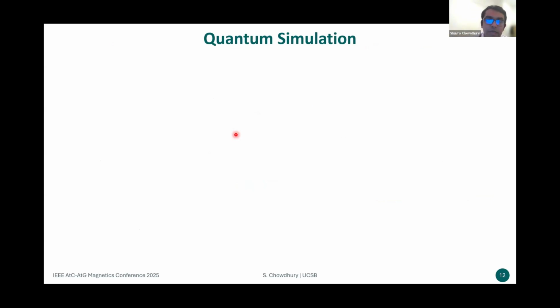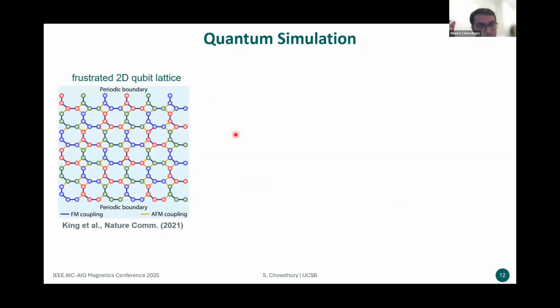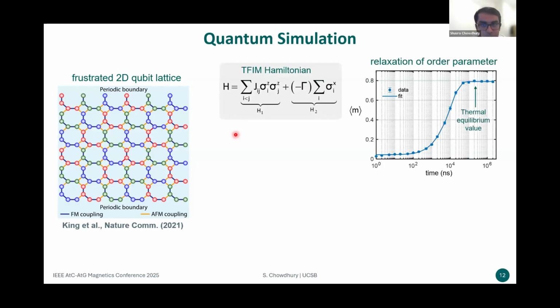Next, I will touch on this very quickly, the quantum simulation. So this is a legitimate quantum application. I am now solving a proper quantum problem. This is also a DOA paper from a little bit earlier. There I'm showing a 2D qubit lattice, and then I am applying a transverse field Ising Hamiltonian on this qubit lattice, and I am observing a particular order parameter and its relaxation.